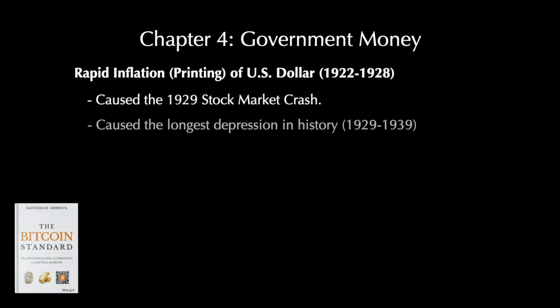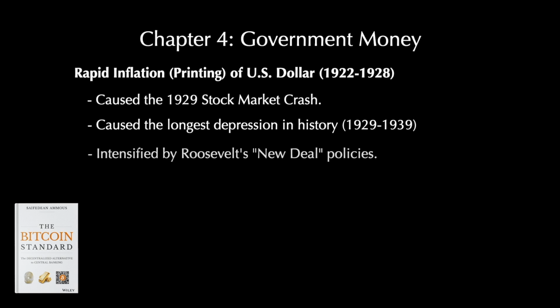This depression was intensified by Franklin Delano Roosevelt's New Deal policies of keeping wages artificially high, causing high unemployment and lowered production because employers couldn't afford their wages, while also keeping the price of agricultural products high, causing mass hunger. Producers of many crops actually had to burn their products in order to keep supply low and prices artificially high, while many Americans went hungry and without jobs.